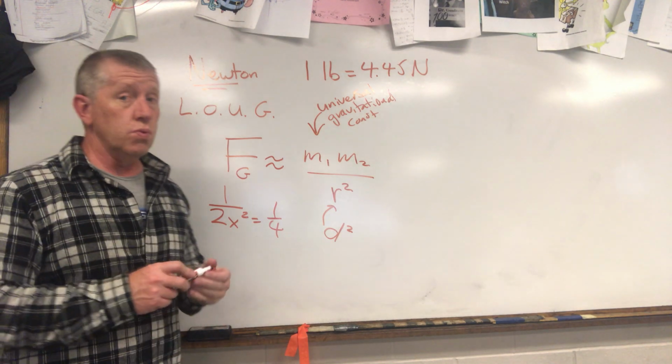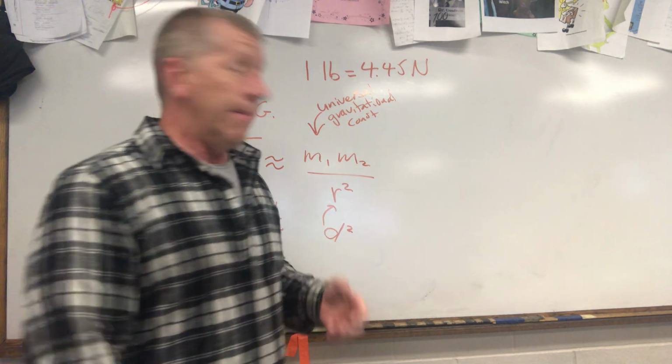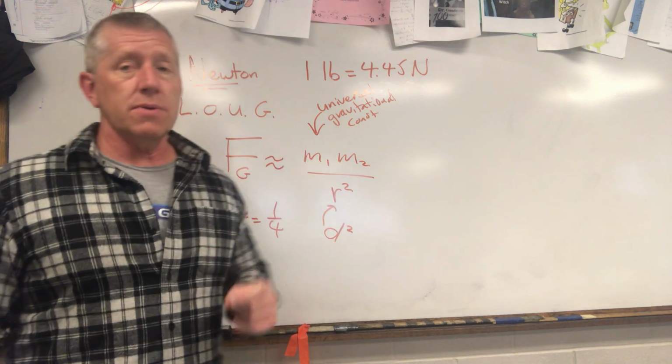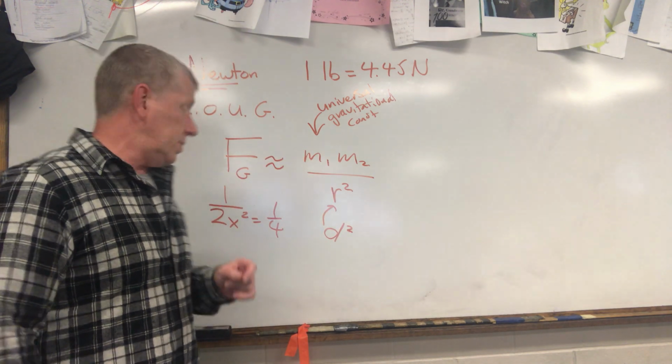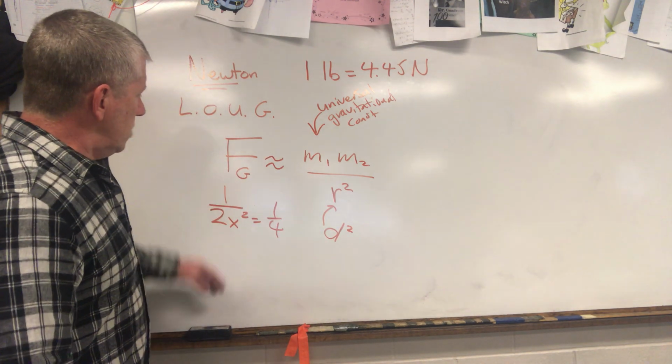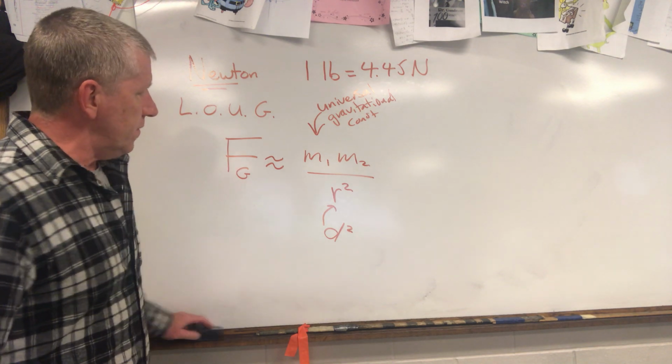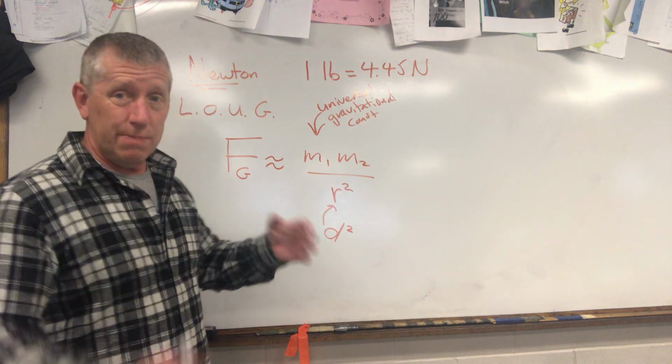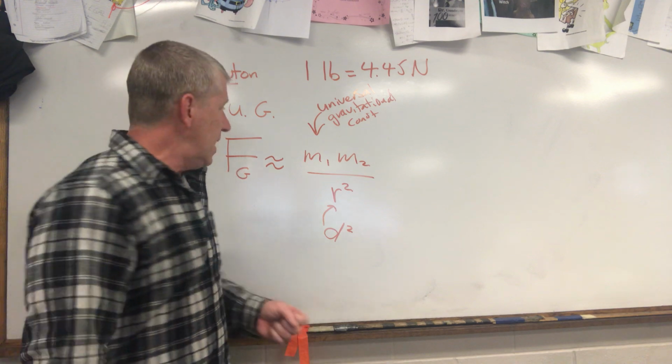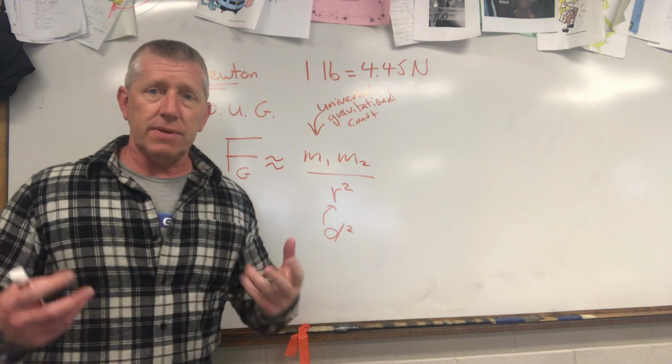So that means distance is really important when it comes to gravity. Mass is important, but distance is even more important, much more important. All right, so this is what Newton developed. He said that there's an inverse square relationship with how far apart things are and how much gravity they have between them. He said there's a direct relationship with how massive they are.